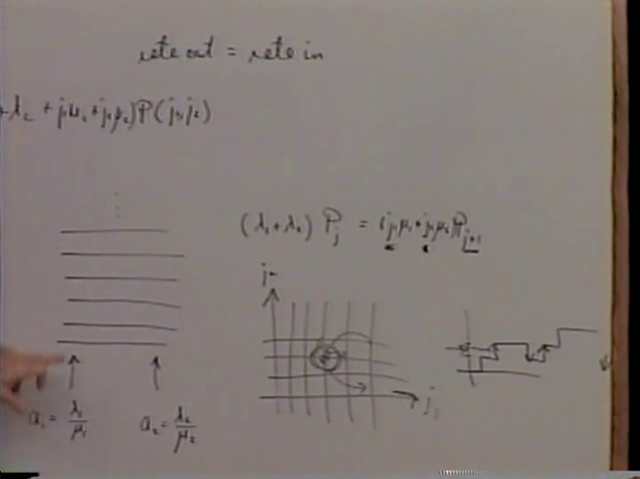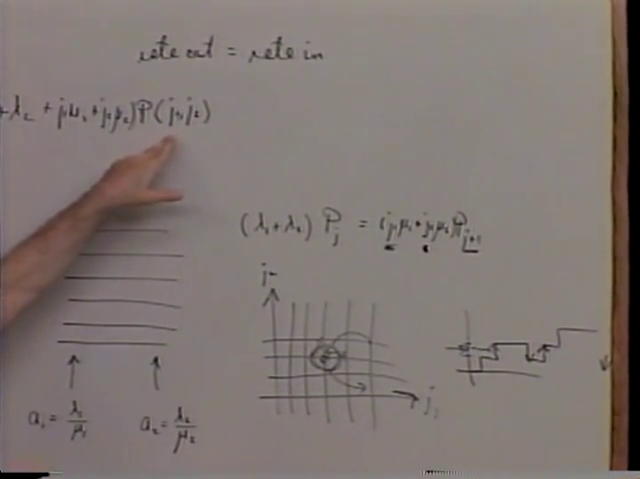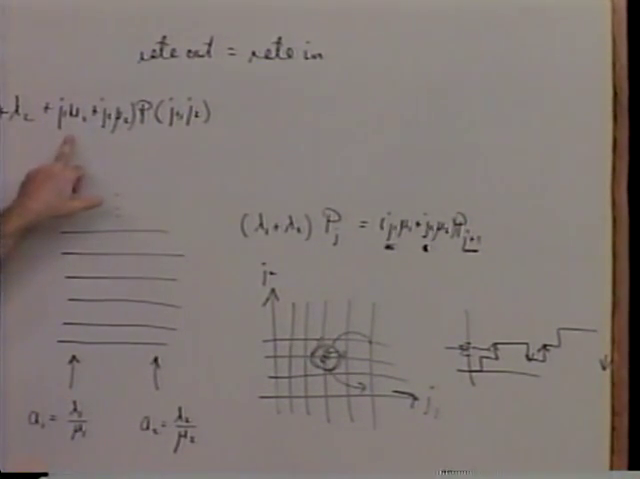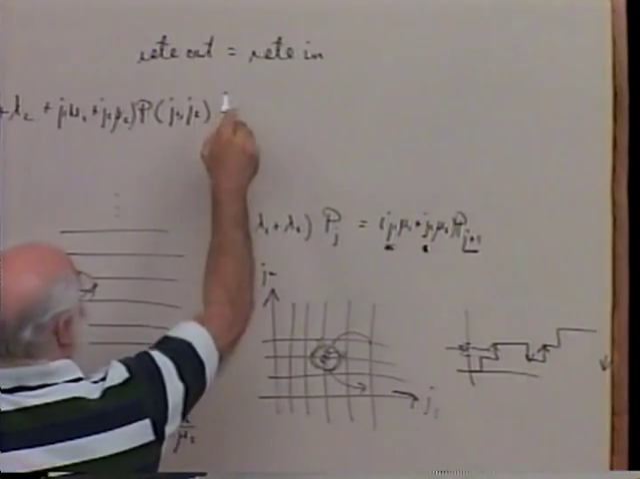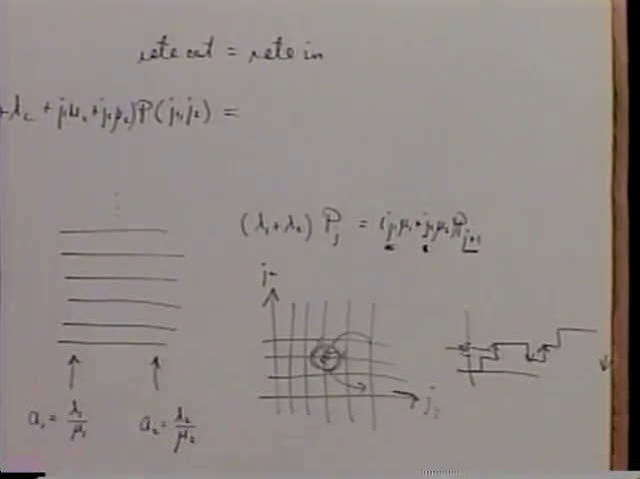OK, so if there are J1 customers from stream 1 and their service completion rate is mu 1 per customer, then the aggregate service completion rate from customers from stream 1 is J1 mu 1, and likewise the aggregate service completion rate for customers from stream 2 is J2 mu 2. All right, now I have to equate that to the rate into that state from the neighboring states.